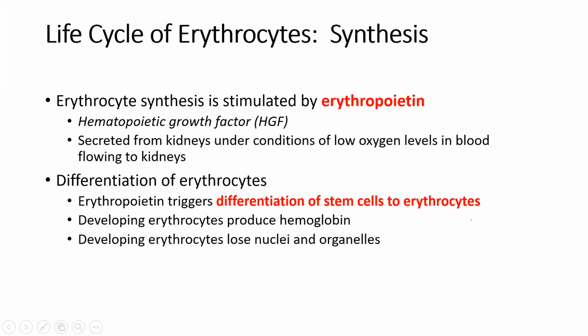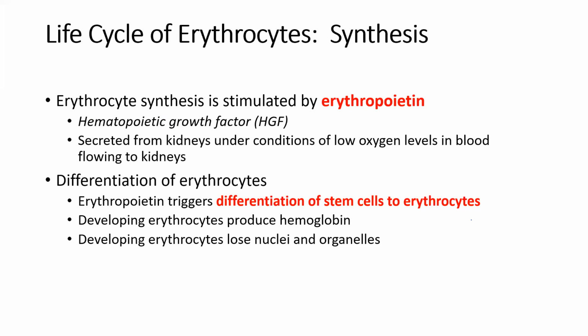Looking further at this process of erythropoiesis, it is stimulated by the protein erythropoietin. Erythropoietin is a hematopoietic growth factor, so it's basically what stimulates the new growth of erythrocytes. It is secreted from the kidneys under the stimulus of low oxygen levels or low blood flow to the kidneys. So if you're not receiving enough blood flow through your body in general, and more specifically to the kidneys, this is a stimulus for the production of erythropoietin from the kidneys.